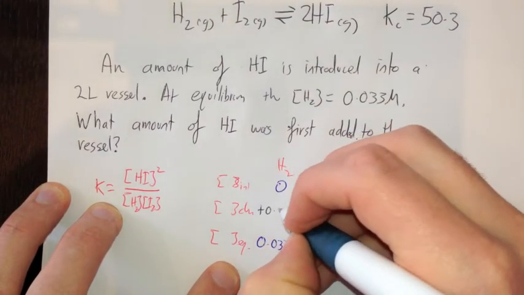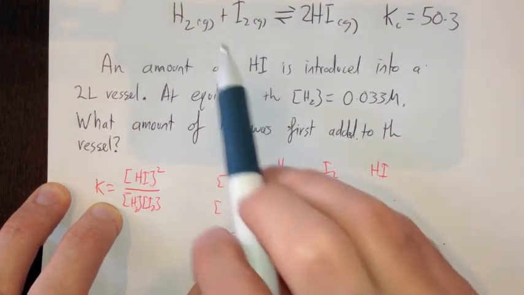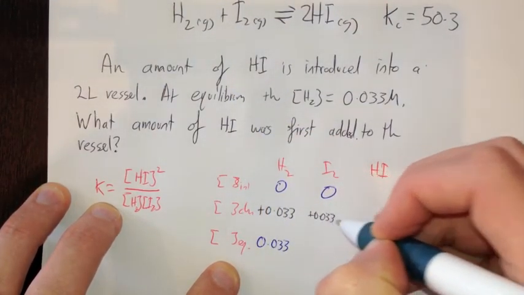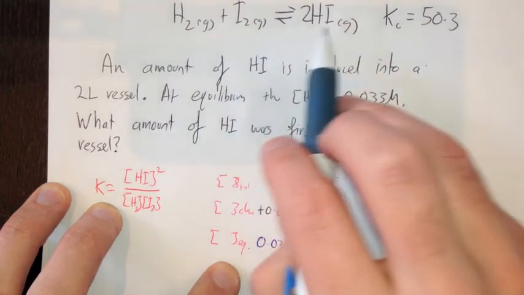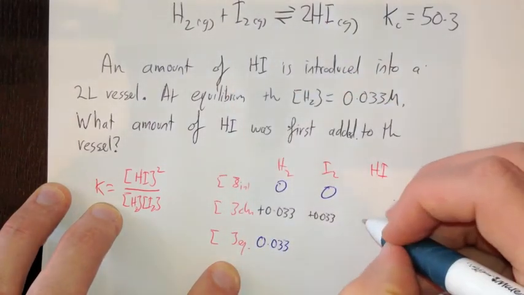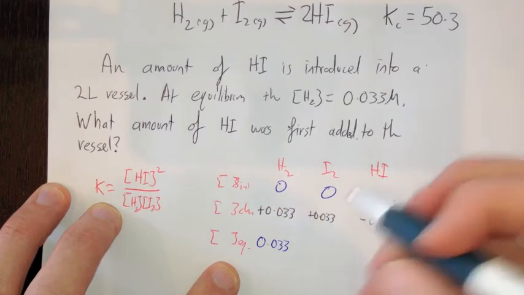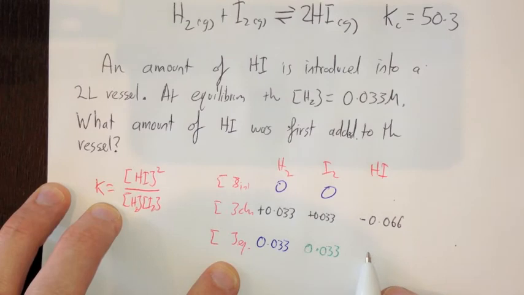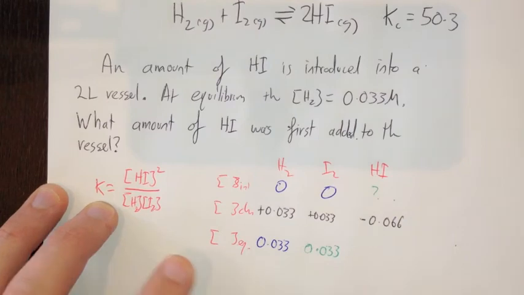Okay, that means I'll go black. This went up by 0.033. Using my mole ratio, this went up by the same amount as this, so plus 0.033. And my change here must be, given my mole ratio, twice as much as this, so take away 0.066. Now in green, I know that this is 0.033, and I don't know this though, because I don't know what I started off with. I need to work this out. This is a question mark.